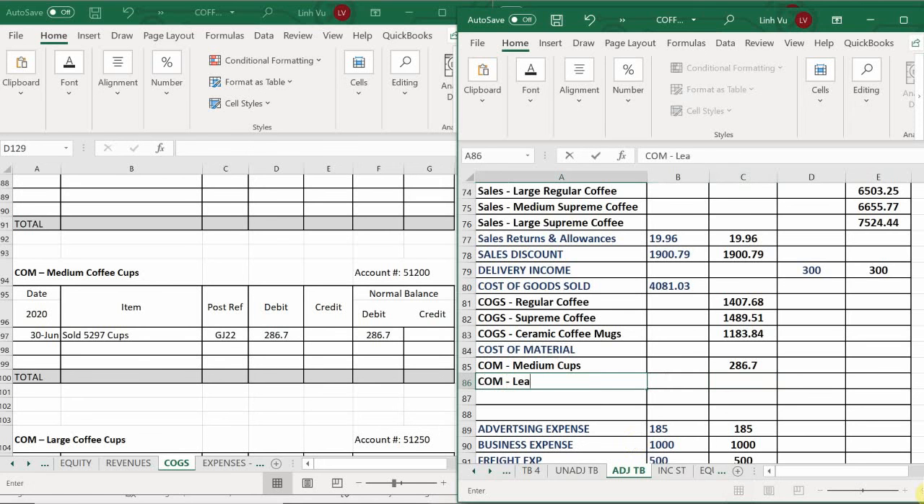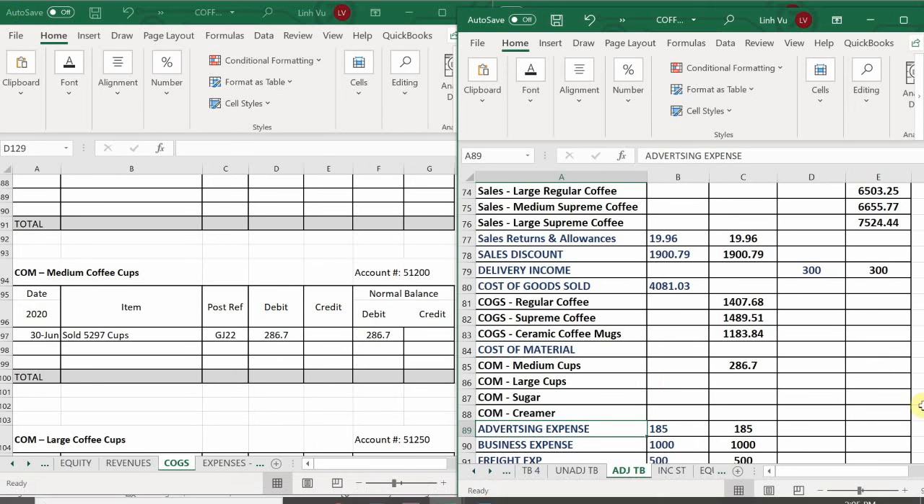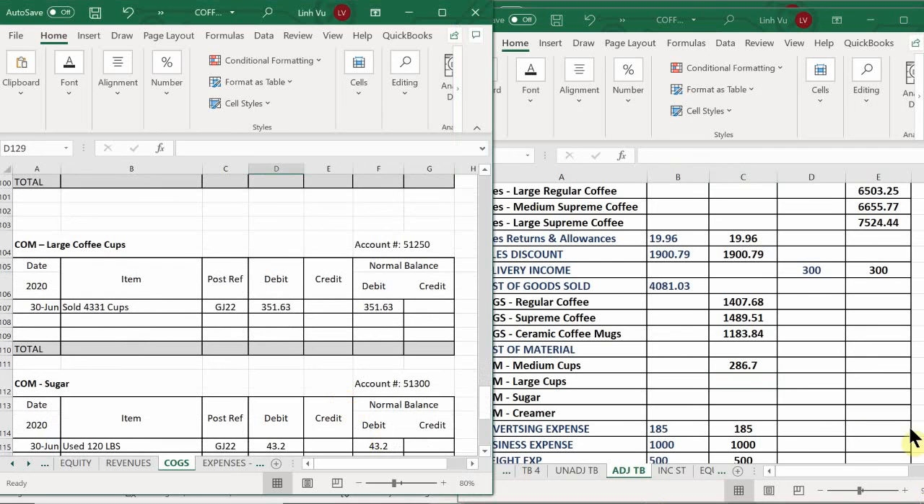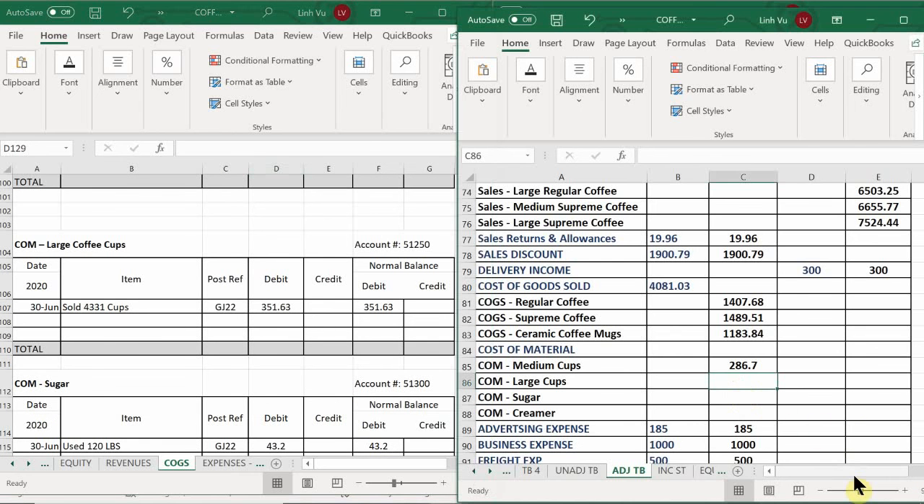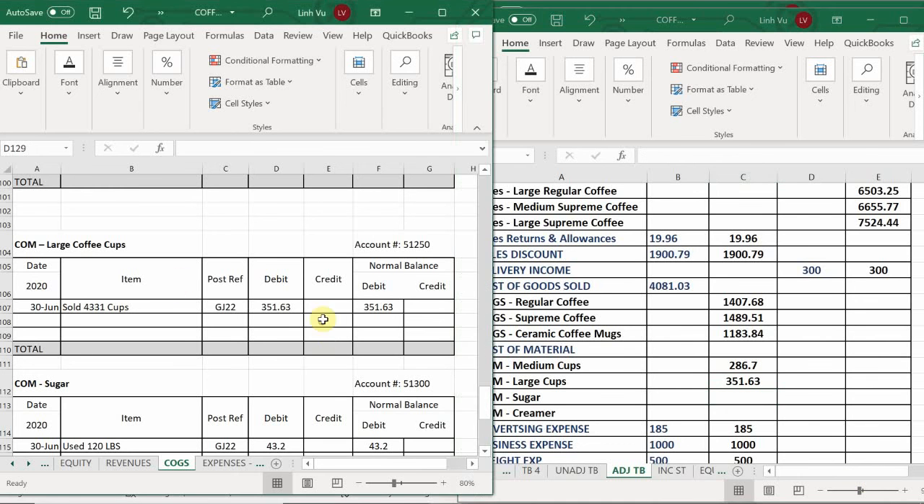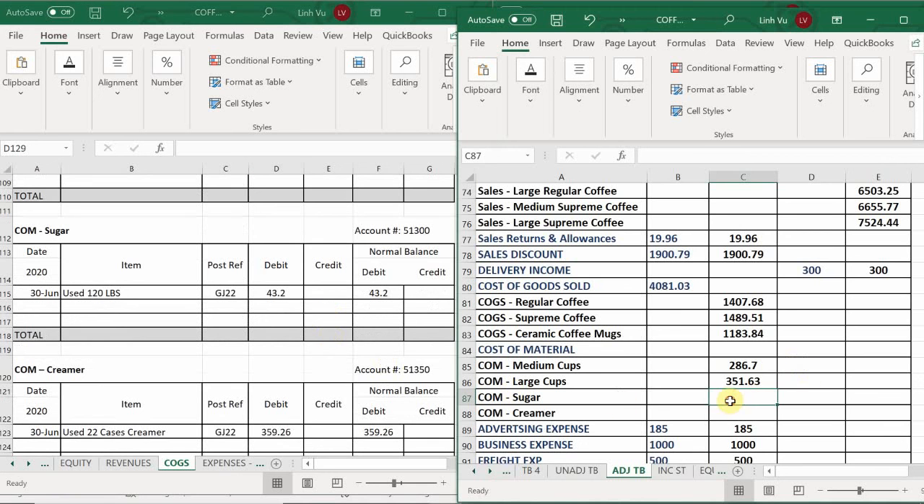So cost of materials, large cups, cost of materials for sugar, and cost of materials for creamer. Okay. So how much was the cost of materials for the large cups? The large one we have 351.63. Okay. How much was the sugar? 43.20. And how much was the creamer? 359.26.